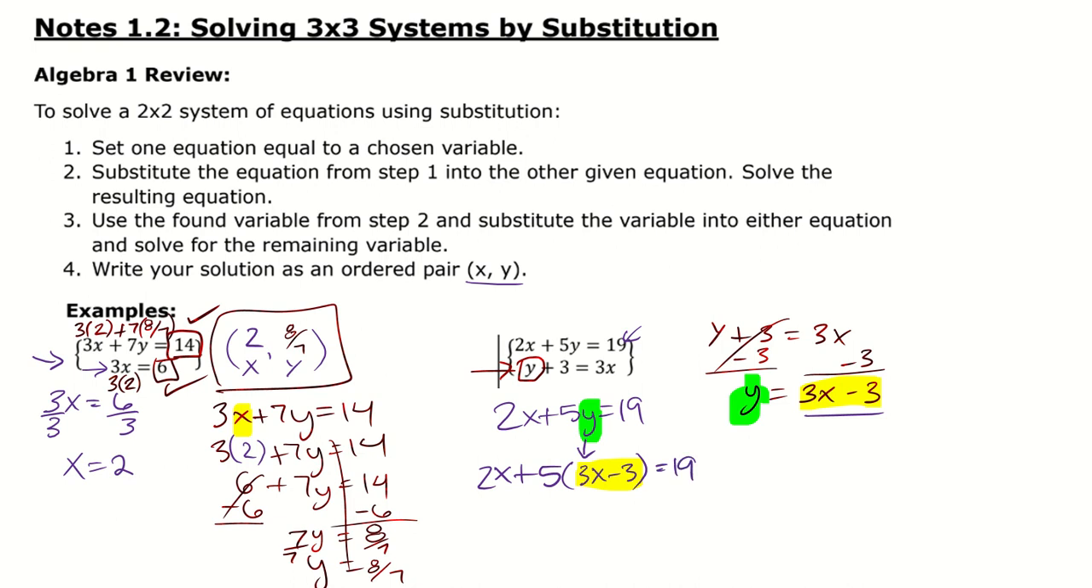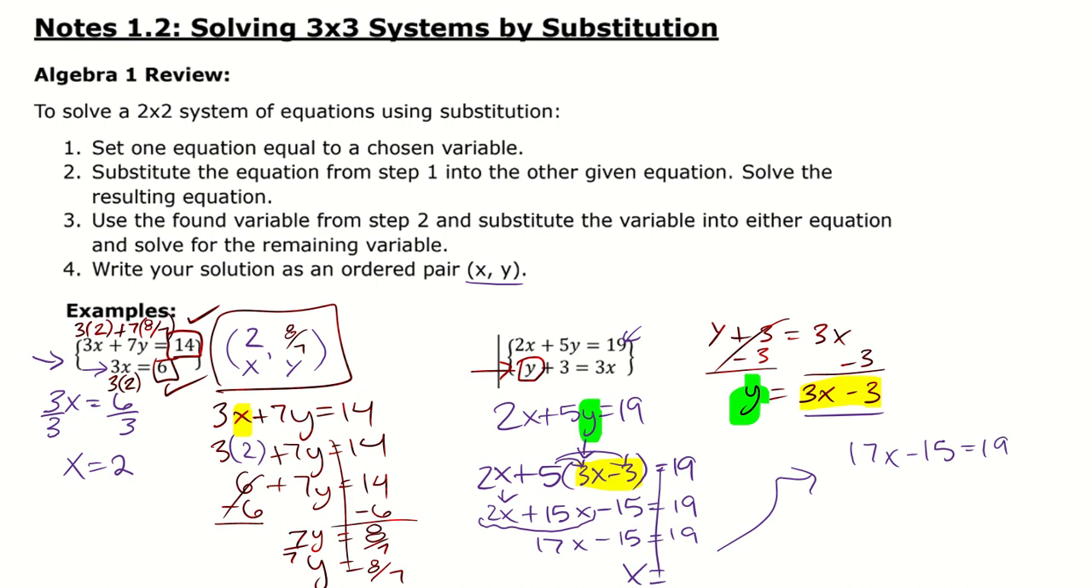Now notice that we just have x's. So our goal is to solve for x. 2x stays by itself. 5 needs to be distributed into the parentheses. So 5 times 3x gives you positive 15x, and 5 times negative 3 is negative 15. Before you start moving things around, you want to combine like terms. In this case, these two are like terms. So 2x plus 15x is 17x minus 15 equals 19. So we're pretty close to solving for x. I'm going to go ahead and continue working over here because of space.